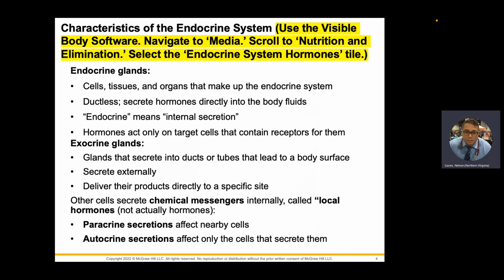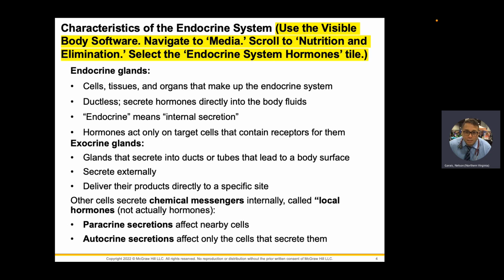Now, differentiate endocrine from exocrine. Endo means internal secretion, so secretion inside, so into the bloodstream. And the hormones are the chemicals that get secreted. Exocrine glands are glands that secrete outwardly, and we already learned about the merocrine, apocrine, and holocrine glands.